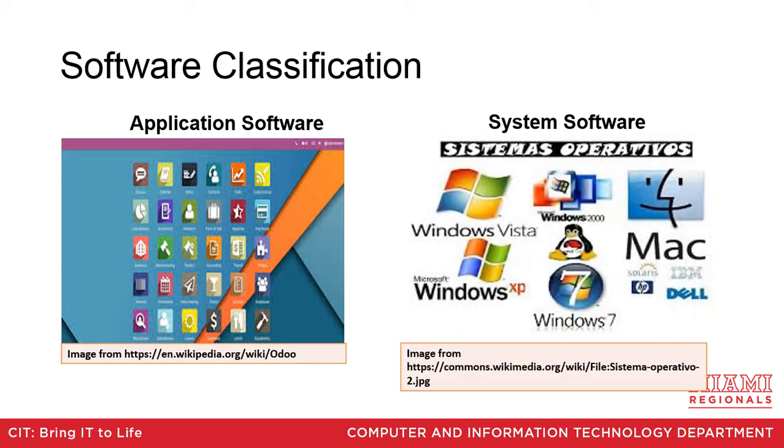System software, on the other hand, is a program designed to run a computer hardware and other application softwares. Basically, system software is the interface between the hardware and application softwares that you use. An operating system is an example of system software.